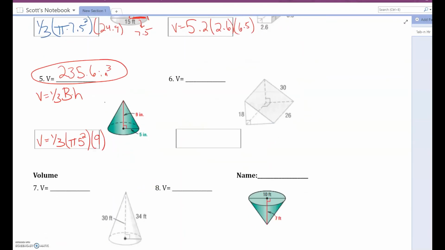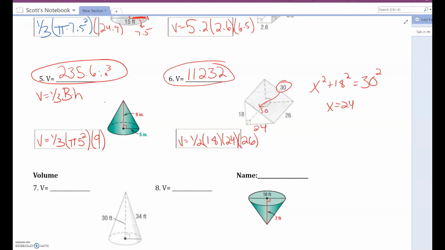Okay, this guy meets at a point. There's only one circle. They are not parallel. So I have to take 1/3. Base is a circle, so it would be pi r squared times the height, which is 9. You should get 235.6. Go ahead and try number 6. Hey, this guy is a little trickier.